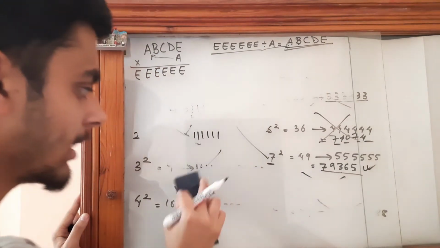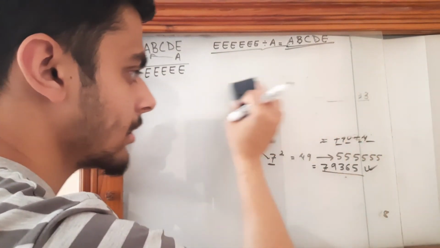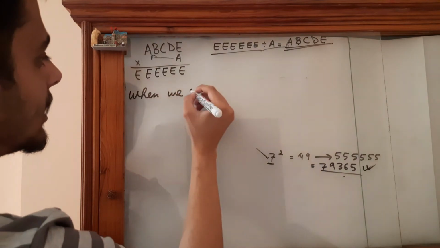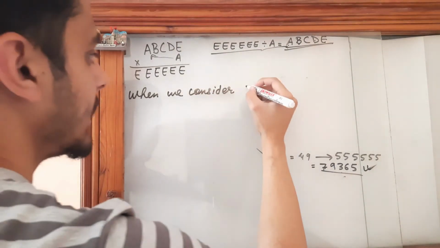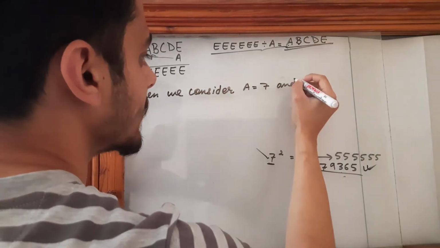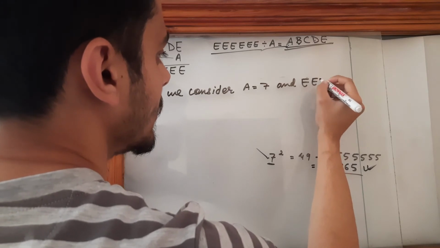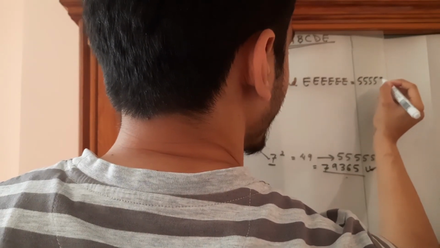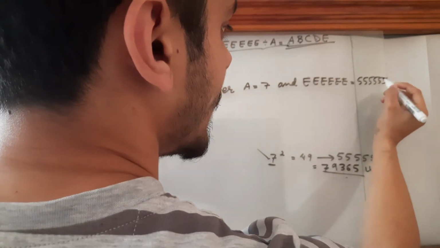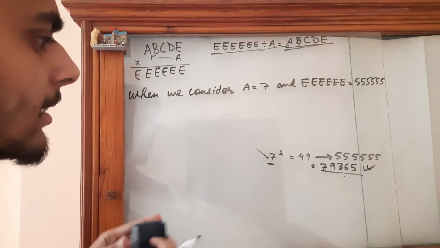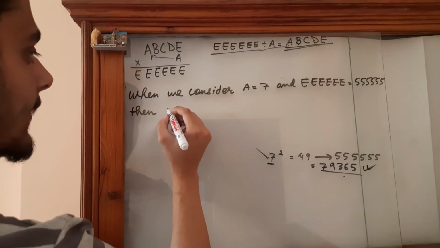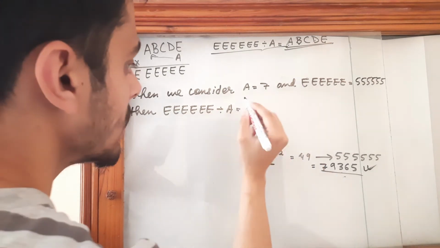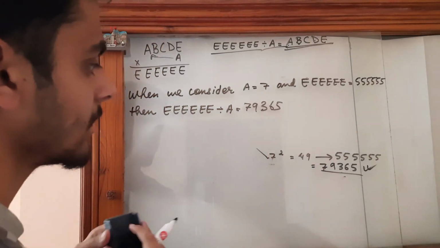Let me just keep this one. So yes, when we consider A is equal to 7 and EEEEEE is equal to 555555, my 5 might be looking like an S, but let's bear with it, then EEEEEE divided by A is equal to 79365.